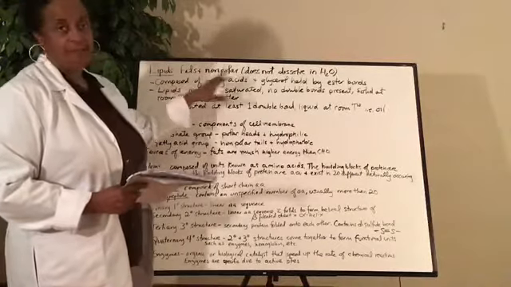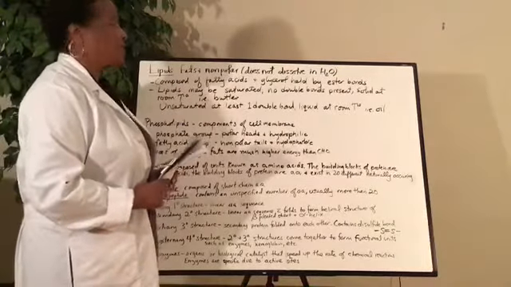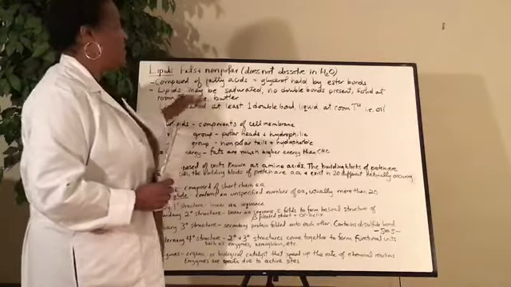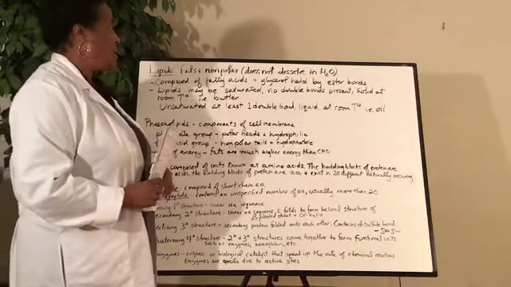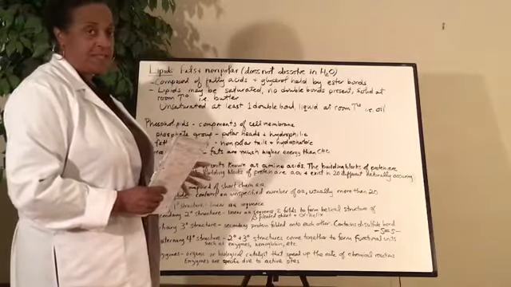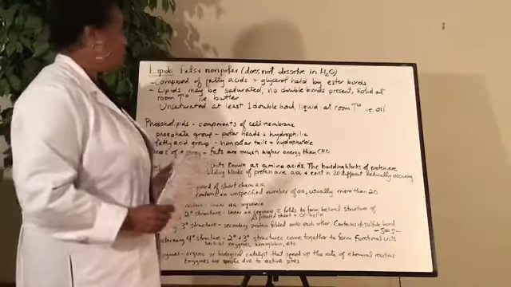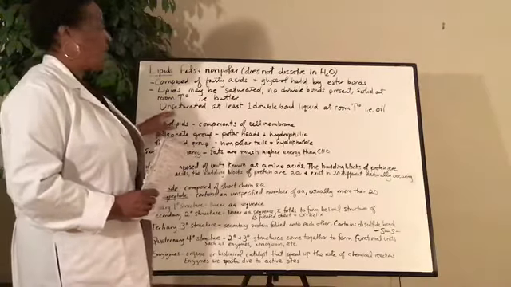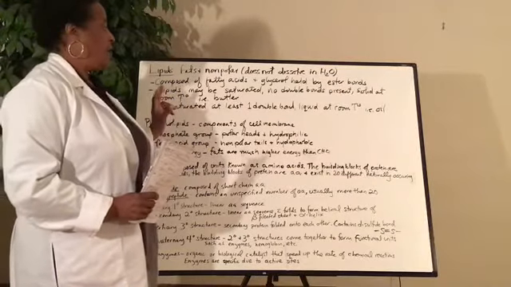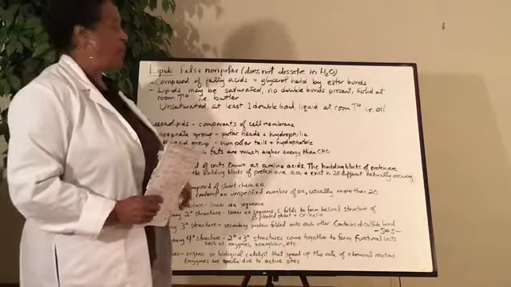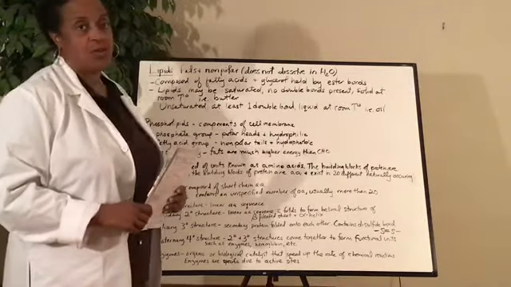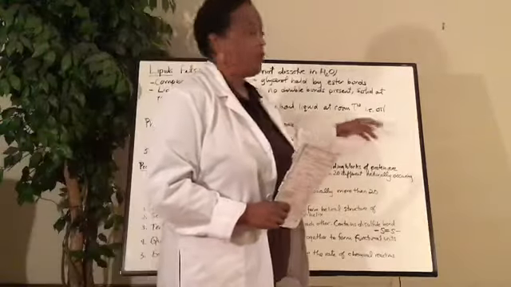Lipids are composed of fatty acids and glycerol held by ester bonds. Lipids may be saturated with no double bond present. That would mean that they're solid at room temperature, like butter, for example. And they could be unsaturated with at least one double bond, and that would make it a liquid at room temperature. That would be, for example, oil.